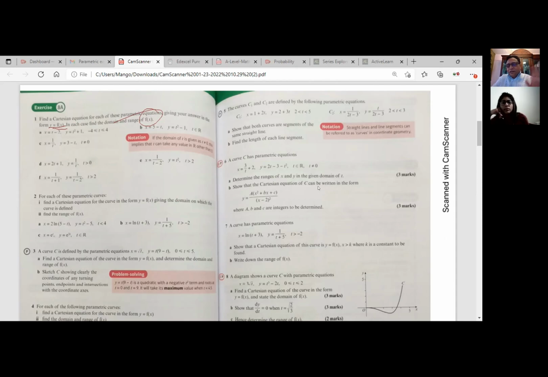I do not read like this. My English is not so good. I read in small phrases. Yeah. Find Cartesian equation. Good job done, right?